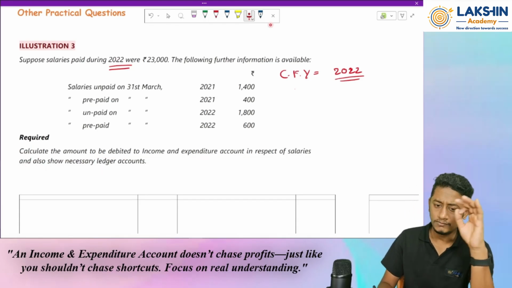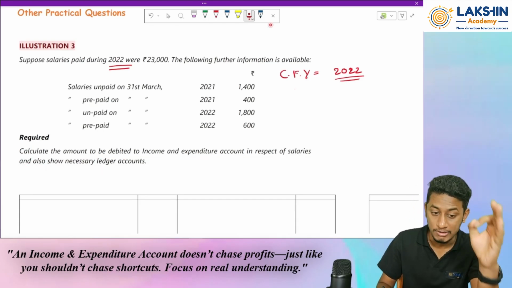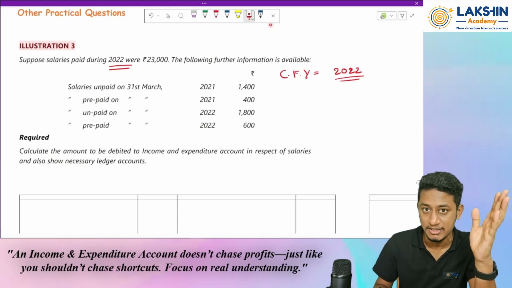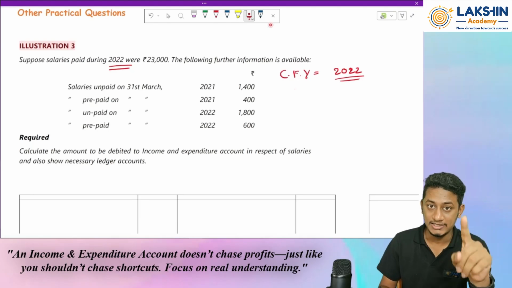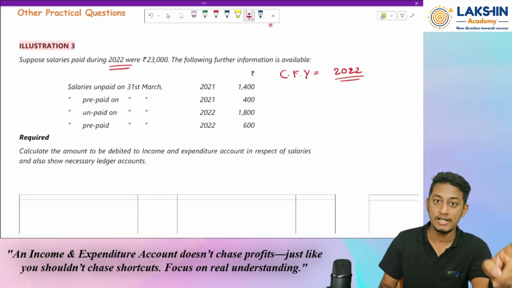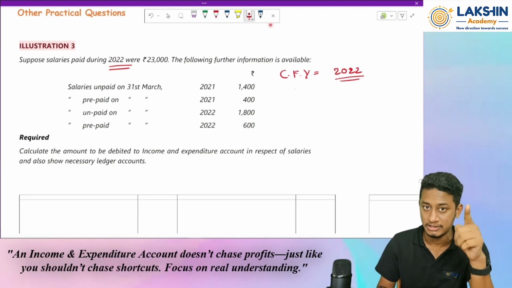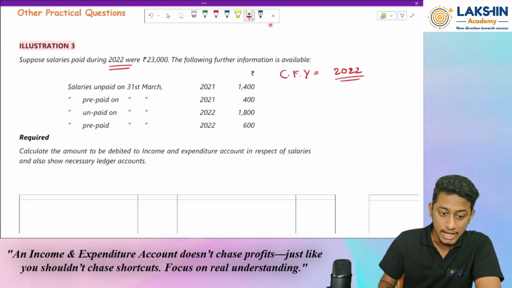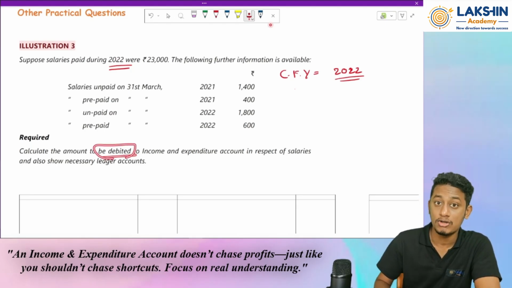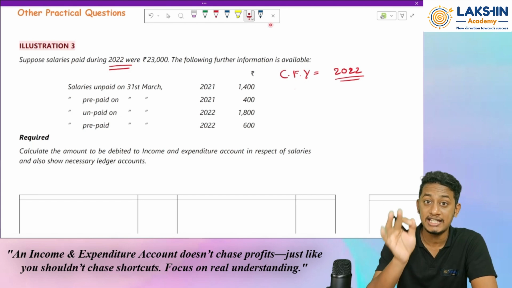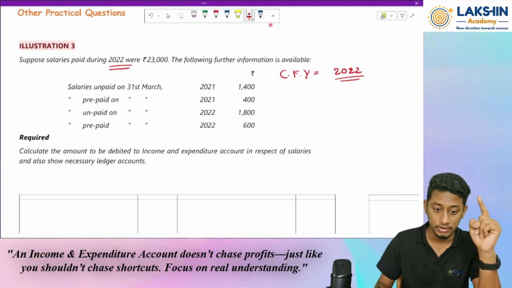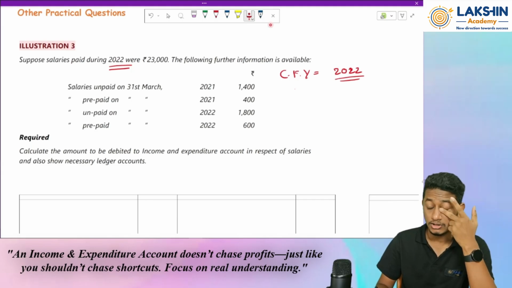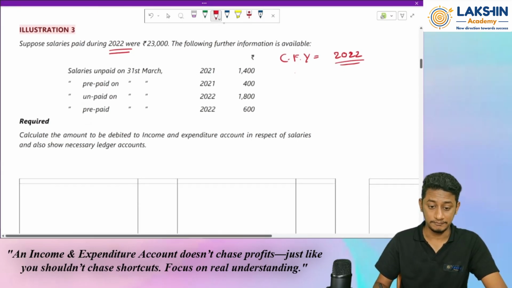Now we need to show how much is the amount that is debited to my income and expenditure account. Similar to your P&L account, in an income and expenditure account also, any entry you pass on the debit side will be an expense entry. Any entry you pass on the credit side will be an income entry. Remember this. Clear? So it is debited to the income and expenditure account. Salary is an expense. Now change your point of view. It is an expense in this case. So now first of all let us prepare the salaries account.